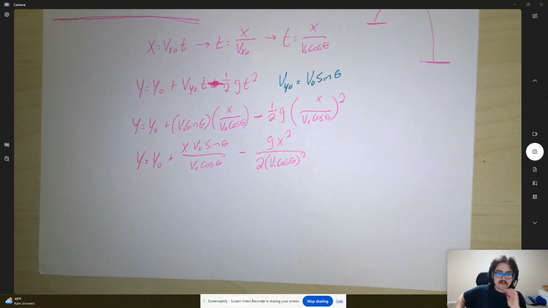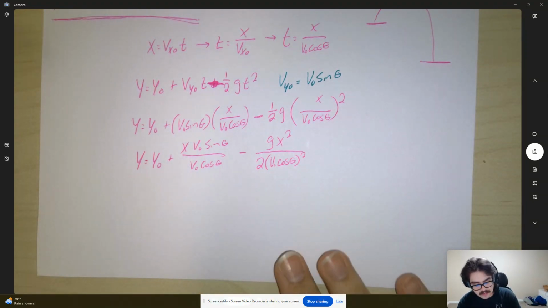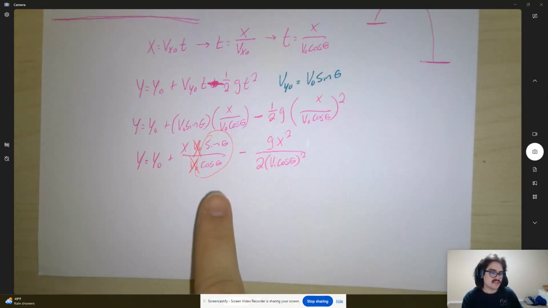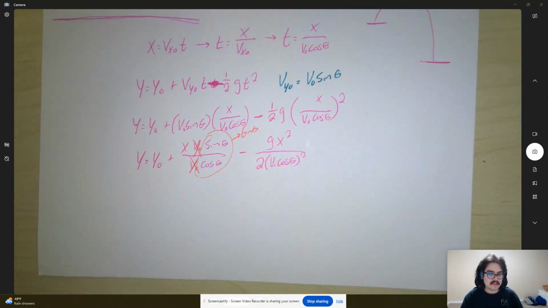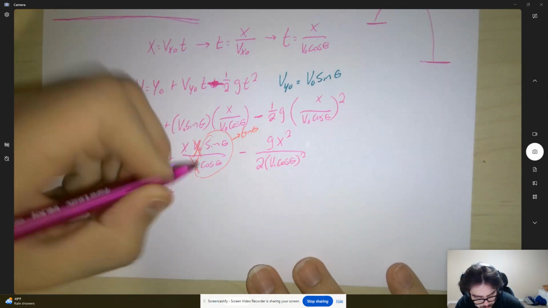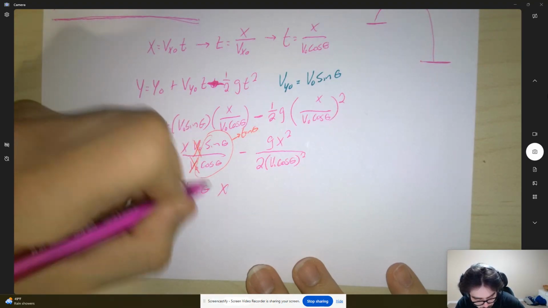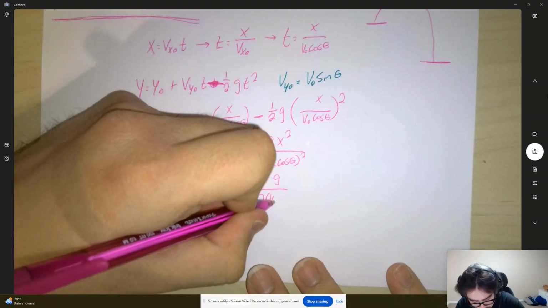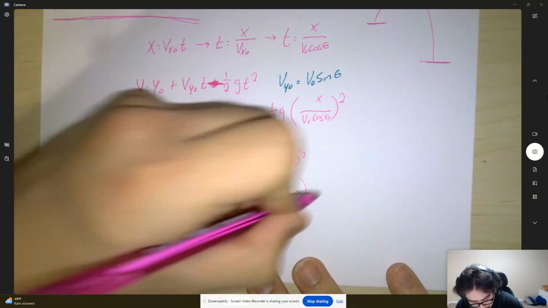And all I got to do here is on this middle term, I got to recognize that my v naughts are going to cancel out, and then sine theta over cosine theta, that's tangent theta. Did you catch that? It's tangent theta. So this ends up becoming y equals y naught plus tangent theta x, minus g over 2 v naught cosine theta squared times x squared.